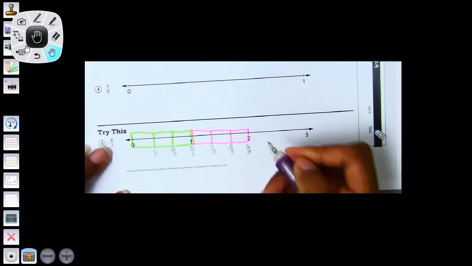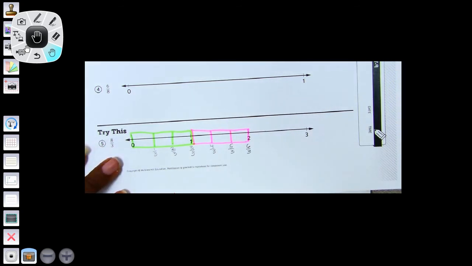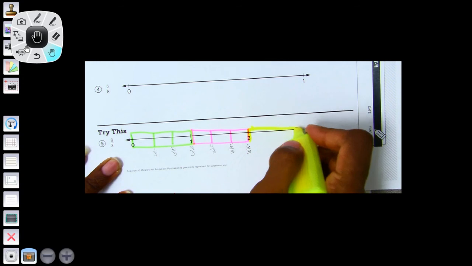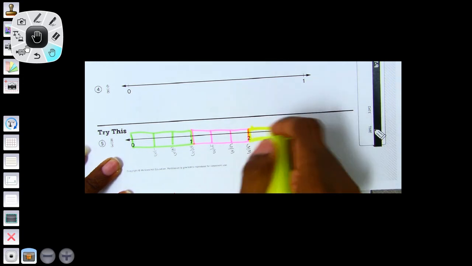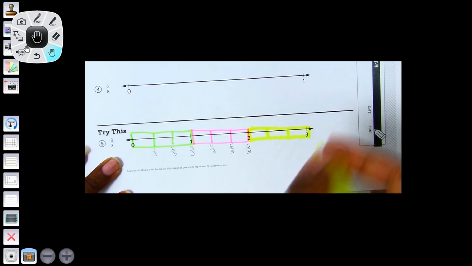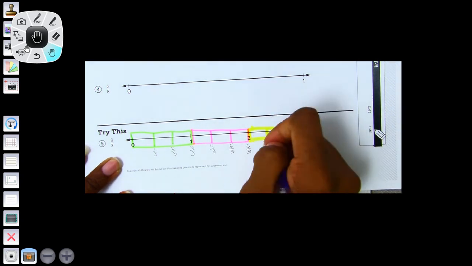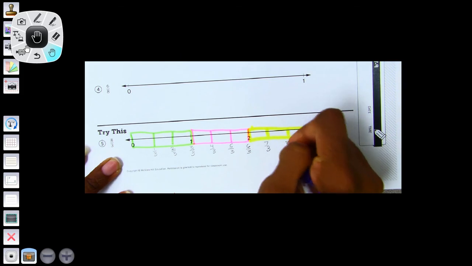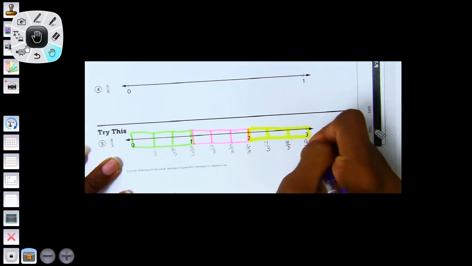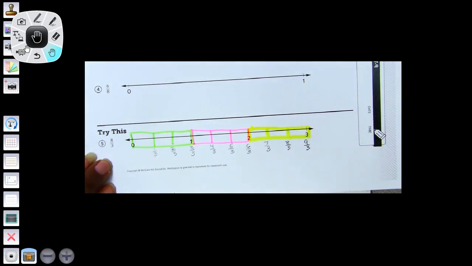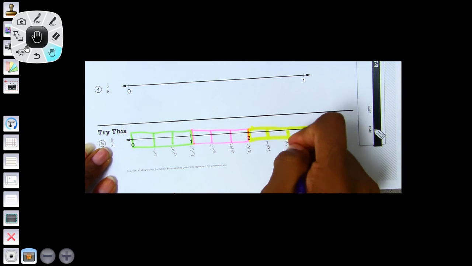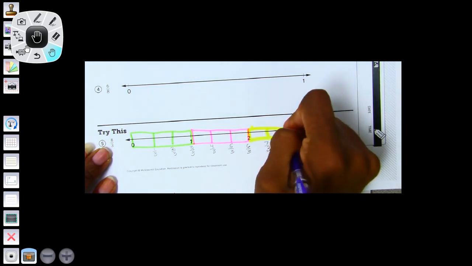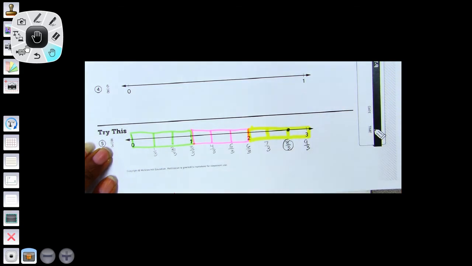Do I have enough to identify 8/3? No. That means I need to go ahead and partition a third candy bar. Okay, and label it 7/3, 8/3, 9/3. And if you notice, 9 divided by 3 is 3, so I know I'm accurate. So I needed to identify 8/3. It is right here. So on my number line, I can put a dot right there.